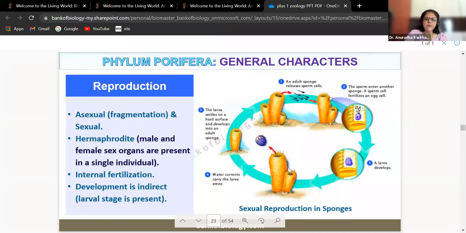Got it? Now, if you look at this larva, it does not resemble the adult anywhere. It doesn't look exactly like the adult. Right, that is why we call this indirect development. Got it? That is about the reproduction.